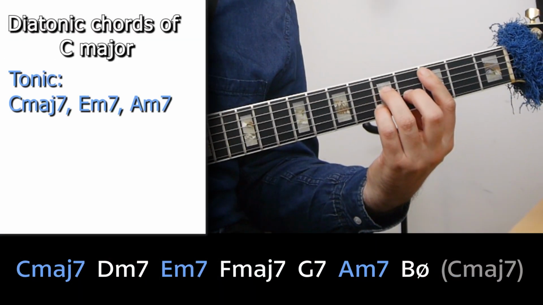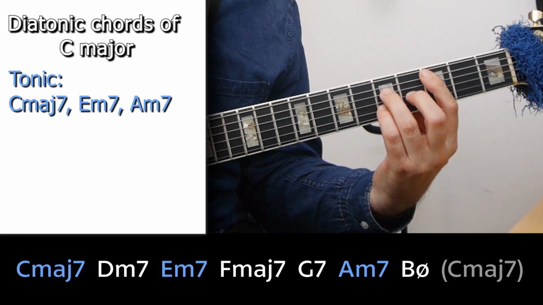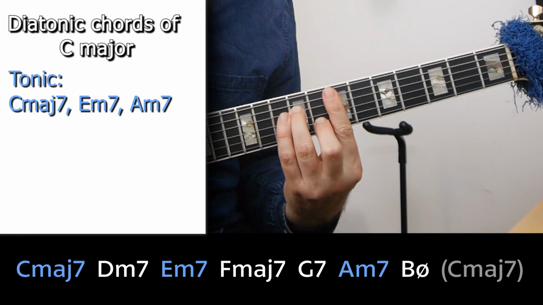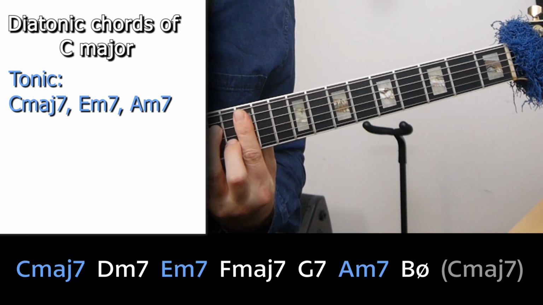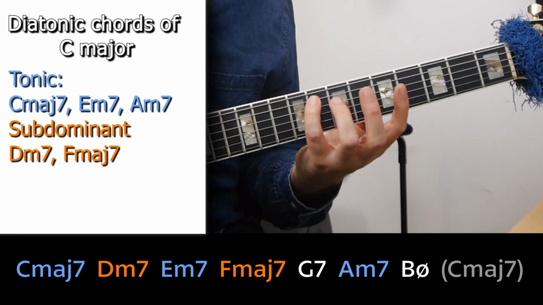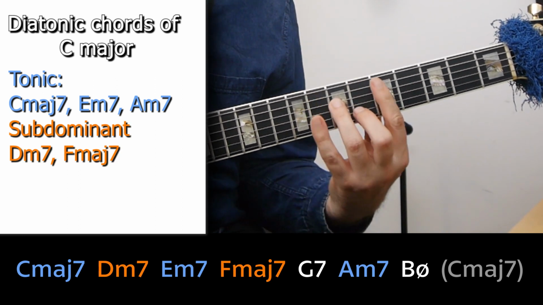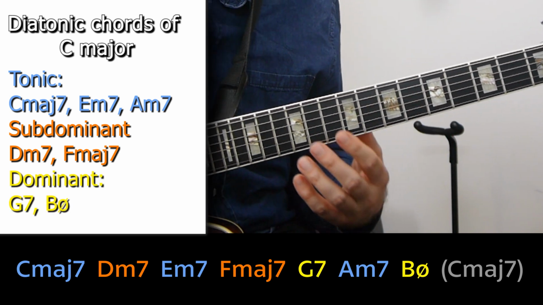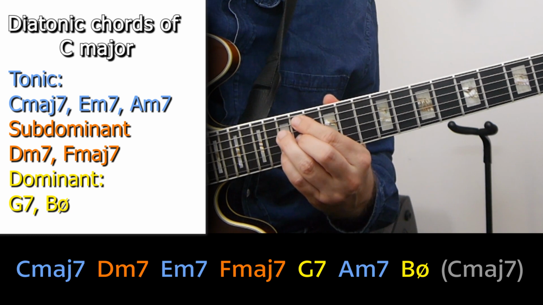So the tonic group would be C major, the root of the scale. And E minor 7 is also a tonic chord, so is A minor 7. And then for the subdominant, we'll have the 4th degree, the F major 7, and also the 2nd degree, the D minor 7. And for the dominant, we have a G7 and the B half diminished.